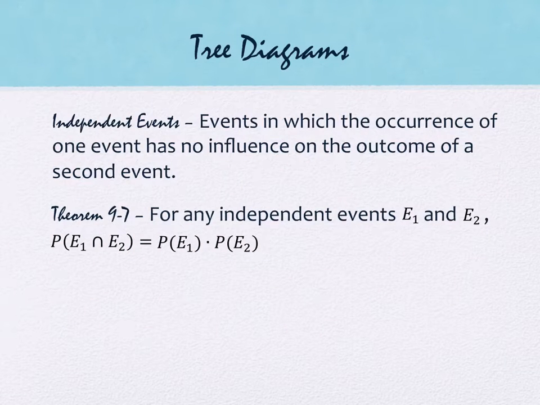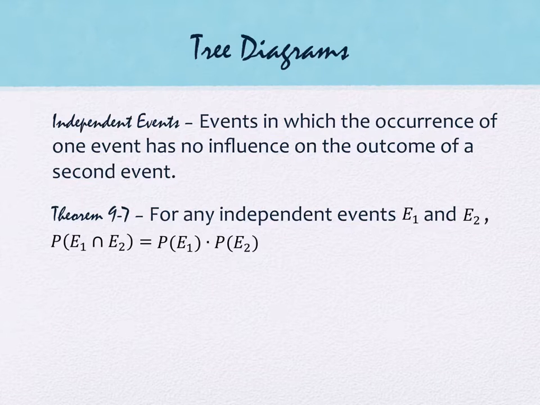All right, independent events. Independent events are events in which the occurrence of one event has no influence on the outcome of a second. Games are a really good example of this, where we replace things. Like the card example that we were talking about before, if we pulled the card out of the deck and we put it back in, then we are just as equally likely to pull that card again as we are to pull any other card. The first draw has no effect on the second draw.